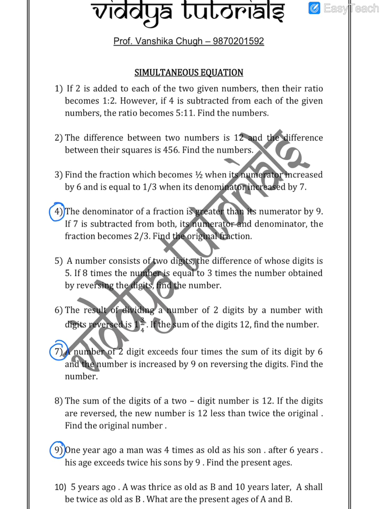The denominator of a fraction is greater than the numerator by 9, and if 7 is subtracted from both its numerator and denominator, the fraction becomes 2 upon 3. Find the original fraction. For this sum, the first condition given to me was that the denominator is greater than its numerator by 9. So let the fraction be x upon y. Means x is your numerator, y is your denominator.